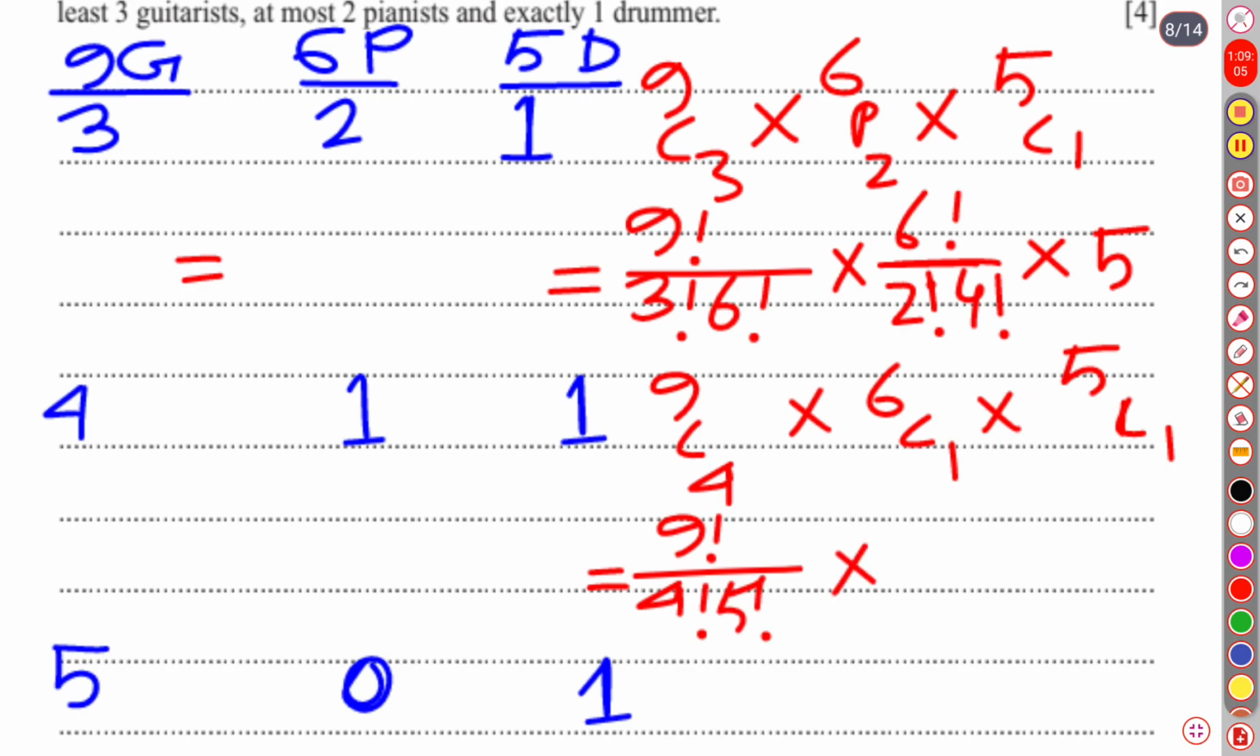From 6 pianists, if we choose one by one, there are 6 ways we can choose them, and from 5 drummers, if we choose one by one, there are 5 ways we can choose them. So let us write that equal to.